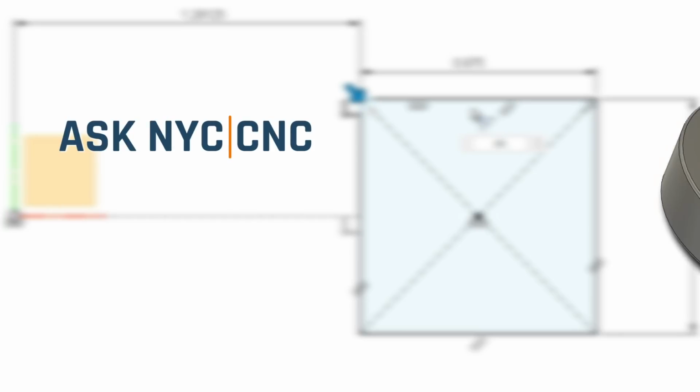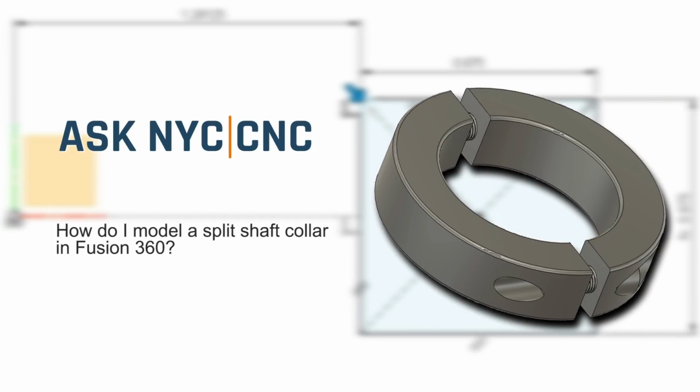Hi folks, we had a question come in. How do I model a two-piece shaft collar like this in Fusion 360?